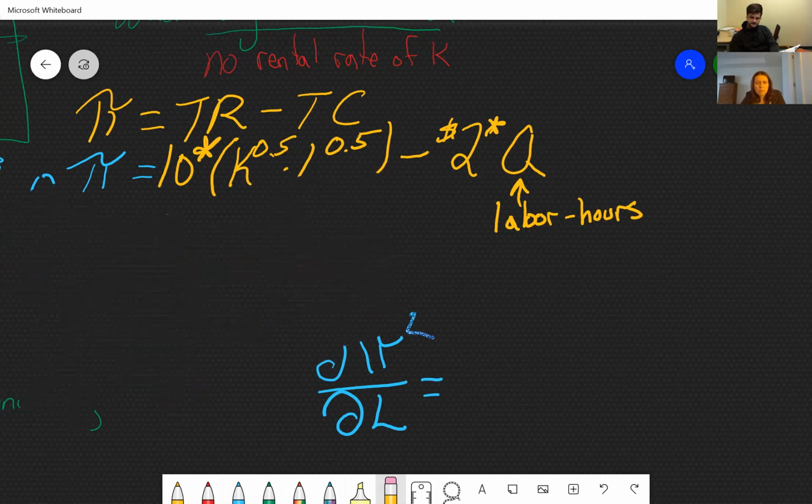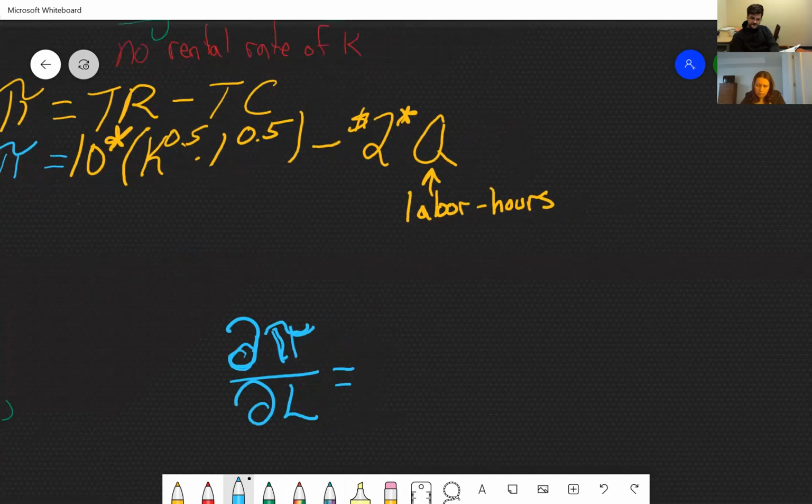It's distracting. So we're going to take the derivative of the profit function with respect to labor. And what does that mean? Well, that means that we're going to treat this K as a constant, okay? So what does that mean, I'm treating it like a constant?